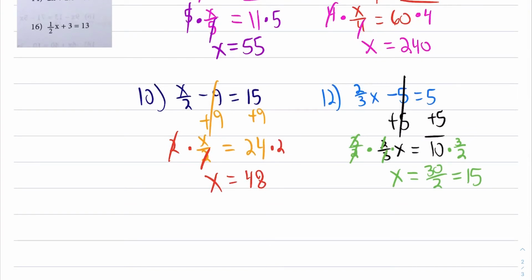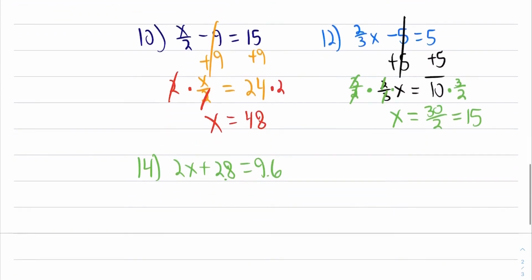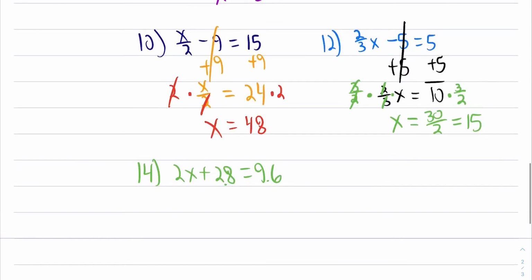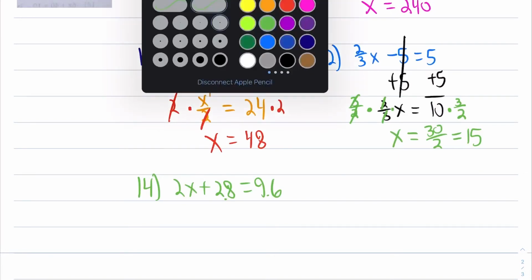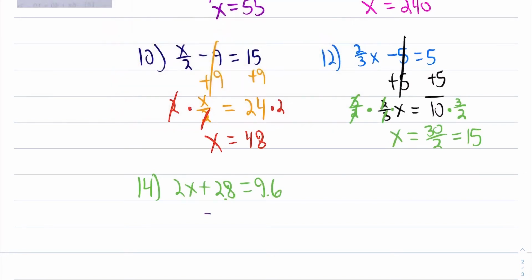On to number 14. 2x plus 2.8 equals 9.6. So we're going to subtract the 2.8. Right now the 2.8 is adding, so we're going to subtract the 2.8.